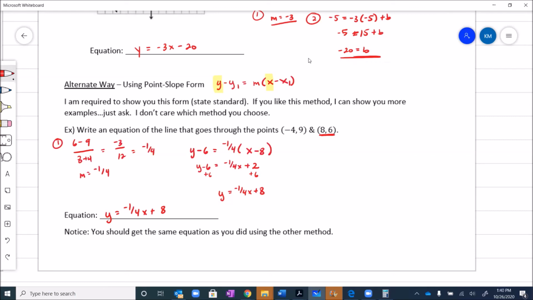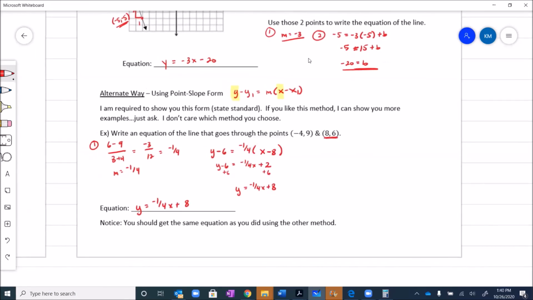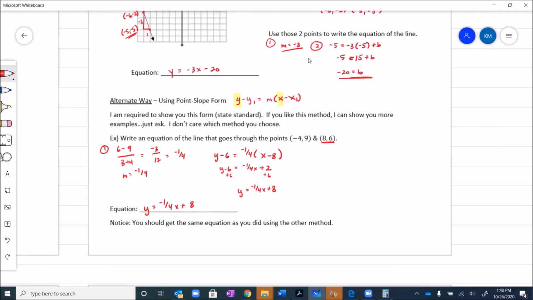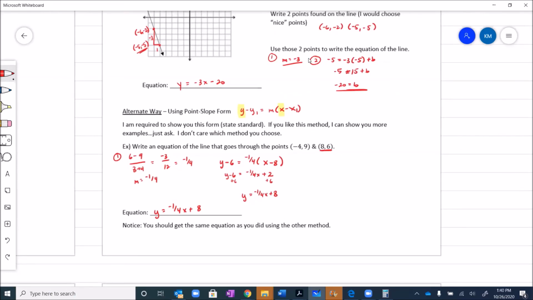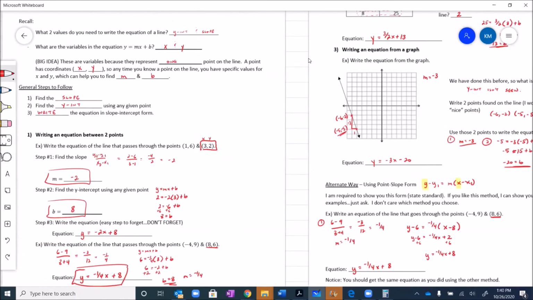All right, so there we go. That's us writing equations given 2 points and multiple different pieces of information, which we basically each time whittled down to having 2 points. All right, see you.